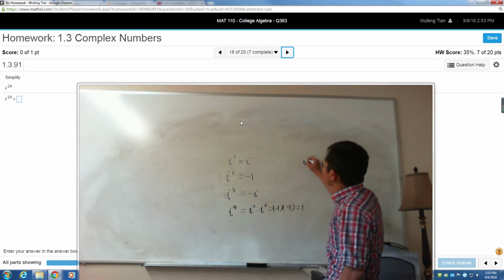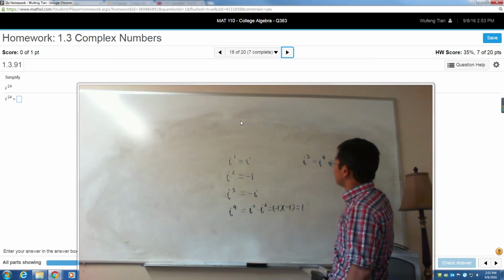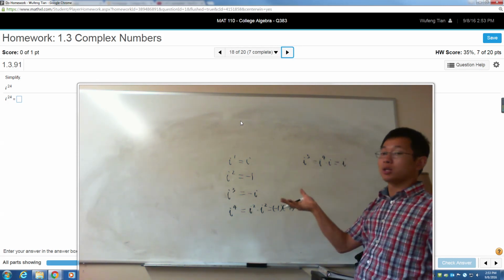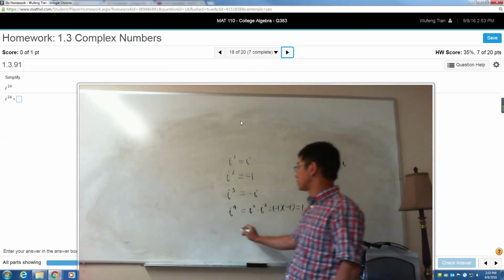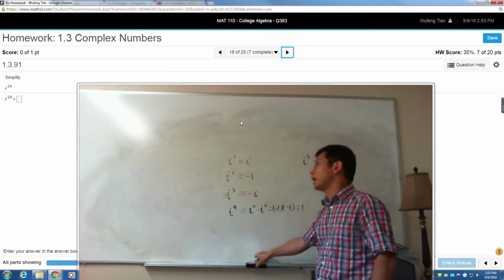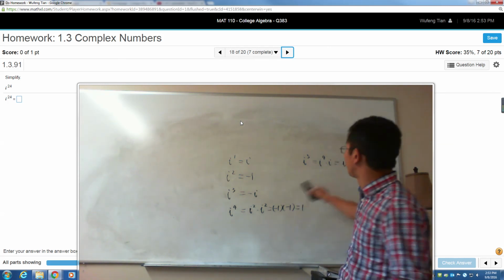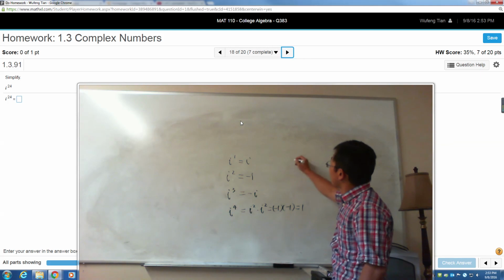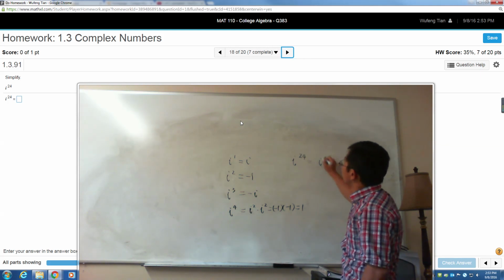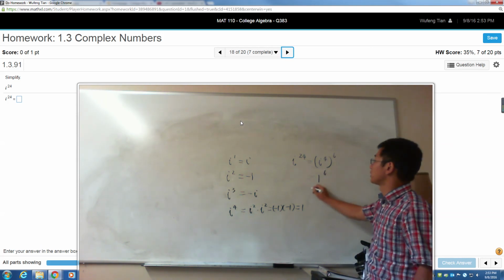i to the power 5, you can change it to i to the power 4 times i again. We know i to the power 4 is 1, so it's i. So you know there is a period here. The period is 4. Every fourth power, it goes to 1. So here, i to the power 24 equals i to the power 4, to the power 6. Because i to the power 4 is 1, so it's 1 to the power 6, which is 1.